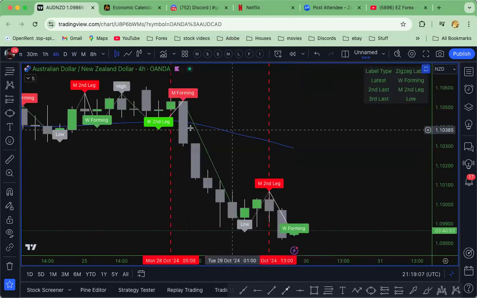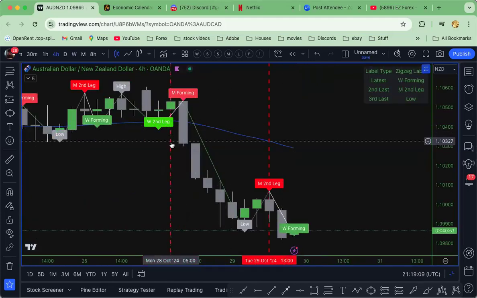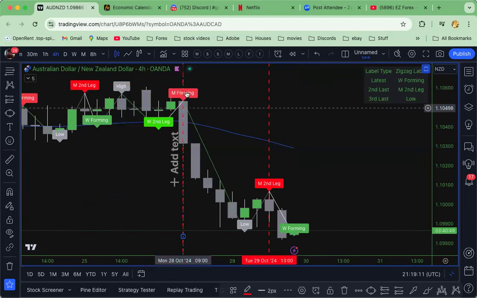So how do you find an entry? You just start going down your different time frames. For me personally, this would have been my first entry here from the M forming. So if I know an M's forming on the 4 hour, what did I just tell you? It has to form a second leg, regardless if it's big or not.